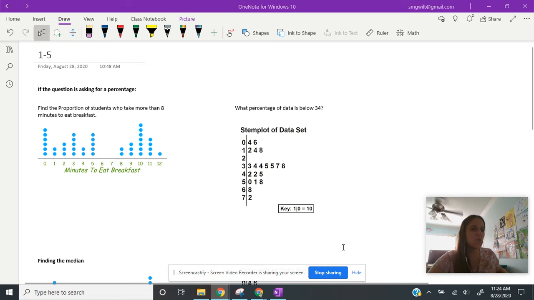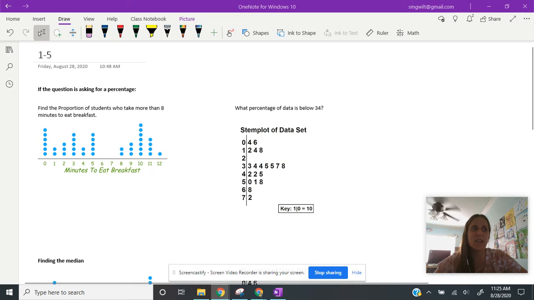Okay, so for section 1.5, describing and comparing data with dot plots and stem plots, I have quite a few things that I wanted to go over that are in the quiz. It's a lot more calculations for this one. And so the first thing is when it's asking you for a percentage or a proportion of the data that is more than or less than something, then you actually have to go through and count the items that are there for that value.